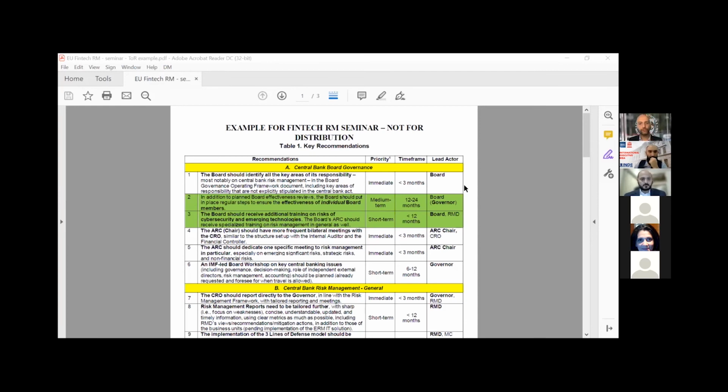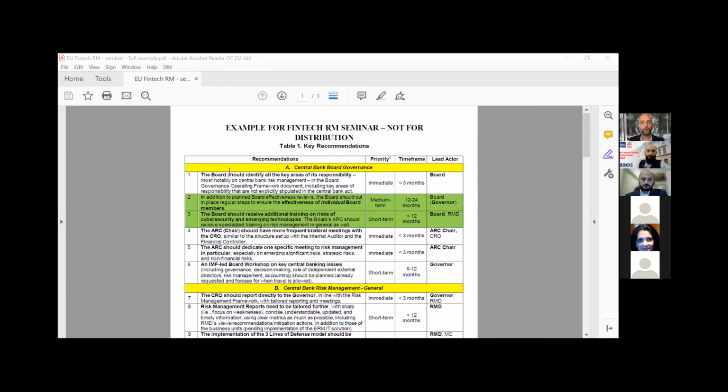Excellent. So this is a table, and as I mentioned, it comes directly from a technical assistance report. This is a mission on central bank risk management that Majid and I did together, but focusing also on components related to fintech, CBDC in particular, and cyber-related risks.